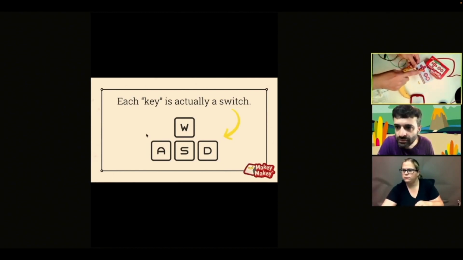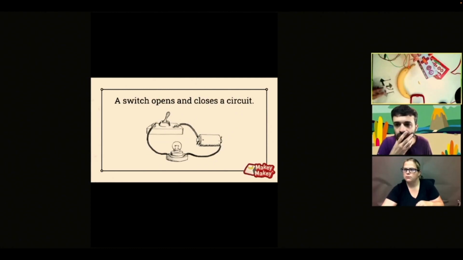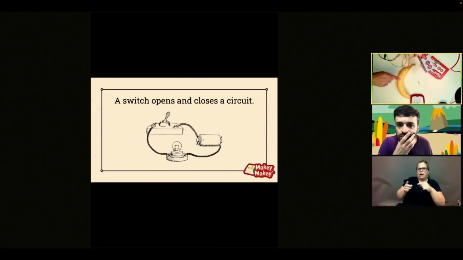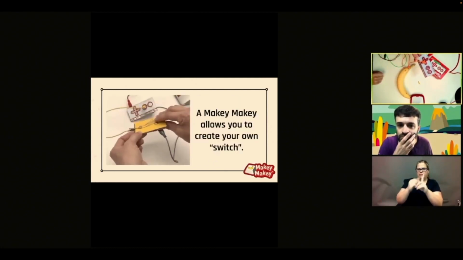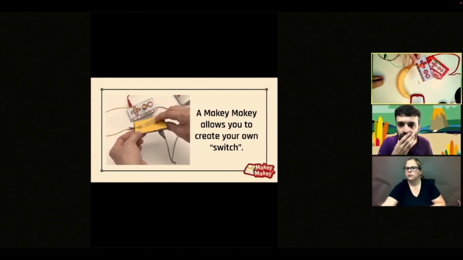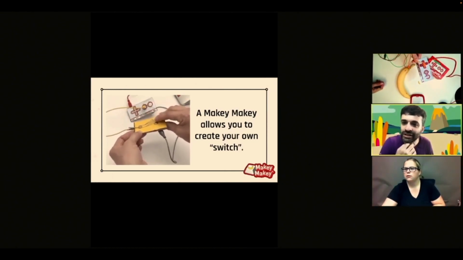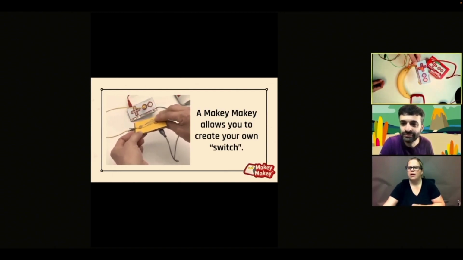So I have the right arrow connected to a banana. And if I tap the banana, I now move to the right. My computer thinks I've tapped the right arrow key. It's the same as the regular arrow key, but now it's a banana.